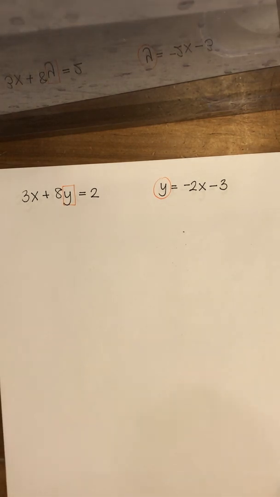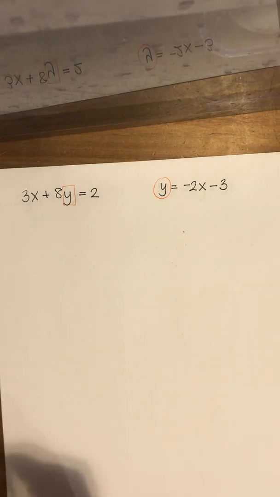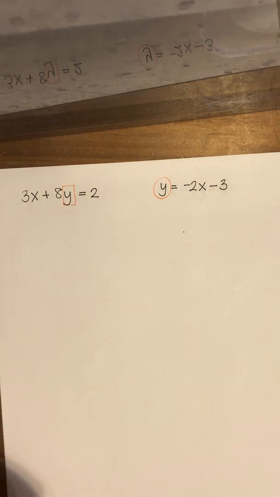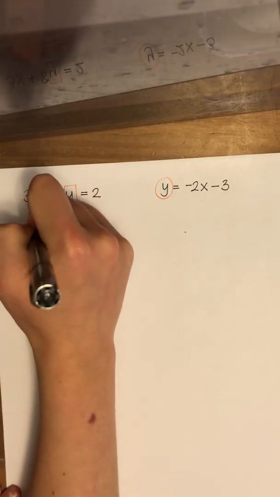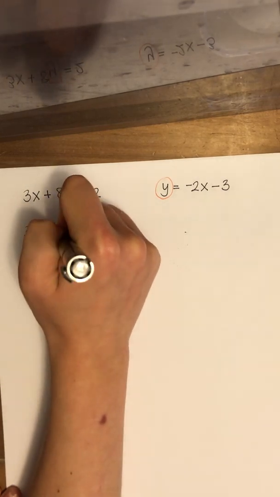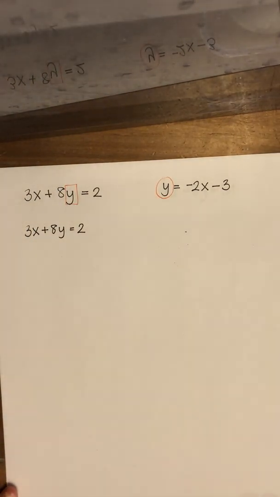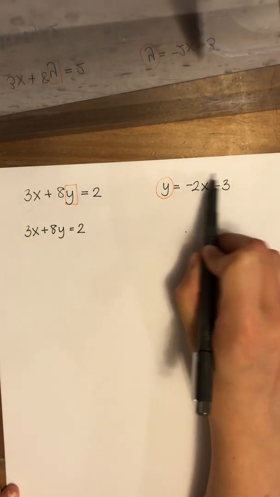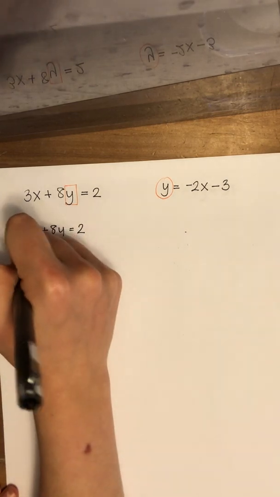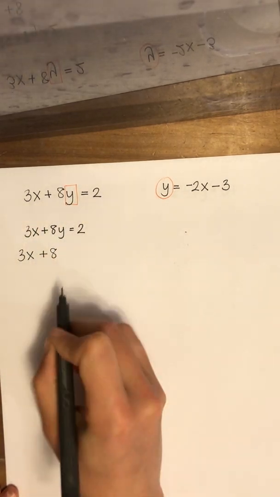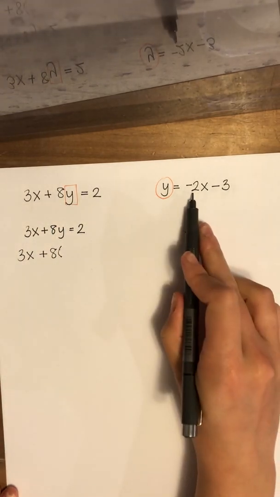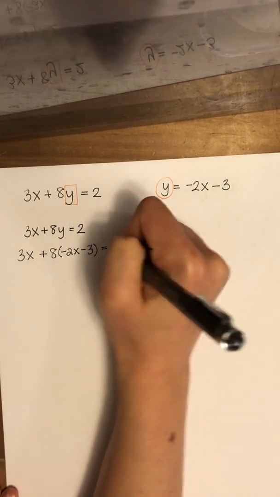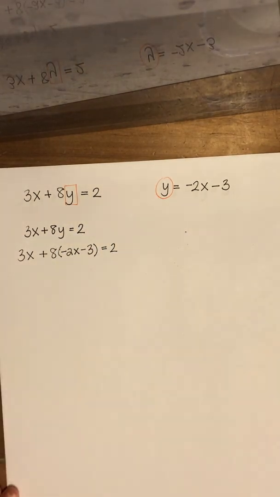Now, you have to be very careful when you're doing this step. Whatever you are substituting into the equation, you always want to wrap it in parentheses. So I have 3x plus 8y equals 2 as my original equation, but I am replacing this y with negative 2x minus 3, this whole thing. So now I have, instead of writing y, I'm going to write negative 2x minus 3. And then finish off the rest of my equation.